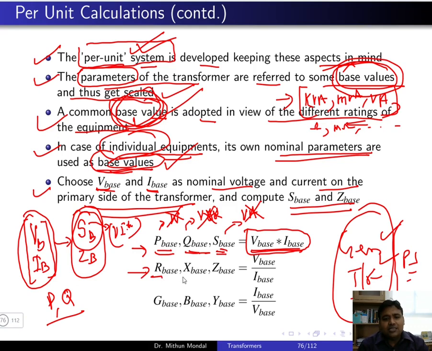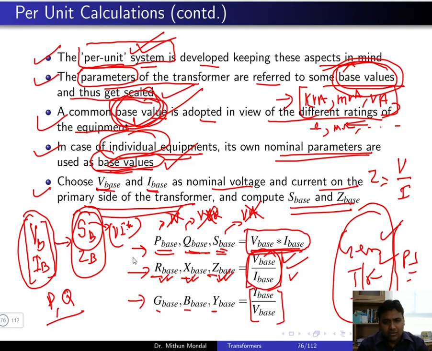Similarly, the resistance, reactance and impedance base will be the base voltage by base current. So we will not treat the base value for resistance, reactance or impedance in a different way. Rather, we will go for the division of voltage base by current base. We know from Ohm's law that voltage by current gives you the impedance. So the resistance base, reactance base and impedance base will be equal to voltage base by current base. Similarly, the conductance, susceptance and admittance base will be equal to current base by voltage base.